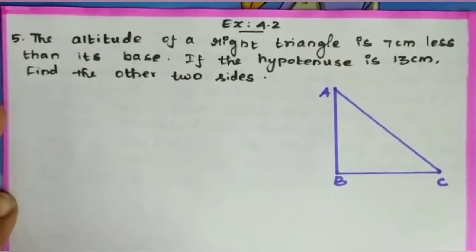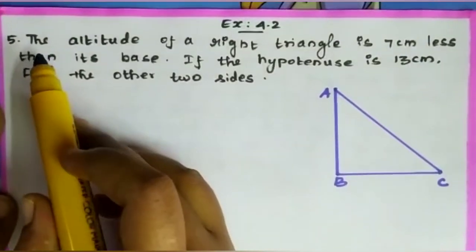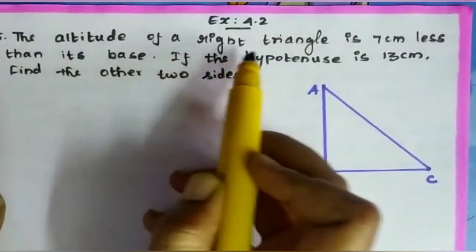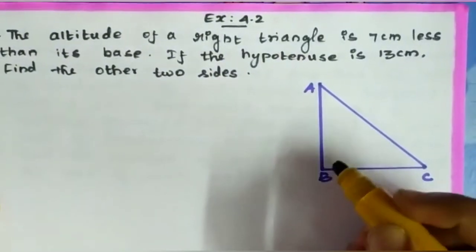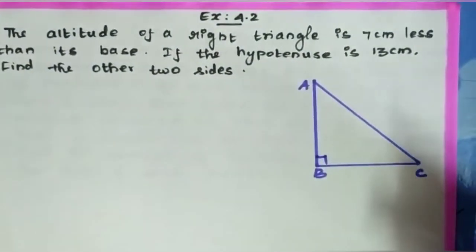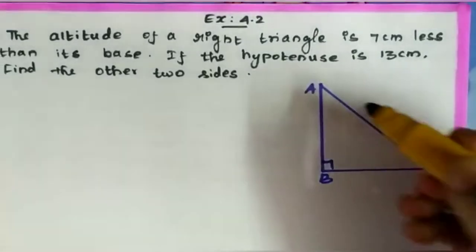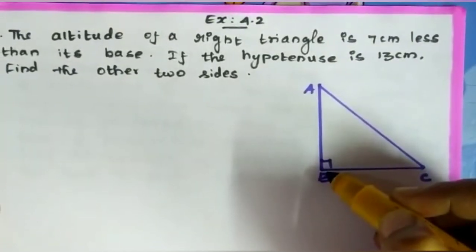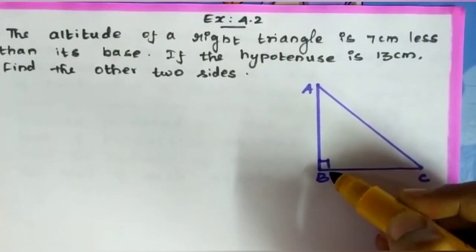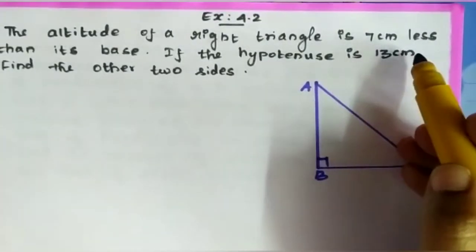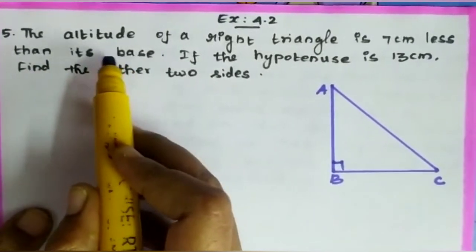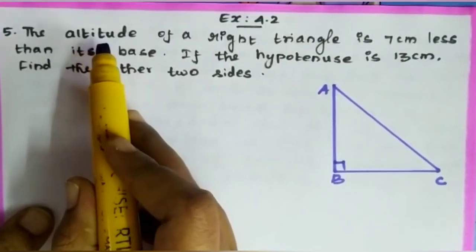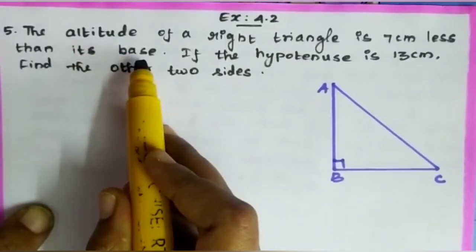First, fifth problem. Understand the question. The altitude of a right angled triangle. Altitude means height. What is the altitude? This is the altitude. The altitude of a right triangle is 7 centimeter less than its base. So the altitude is given with respect to the base.